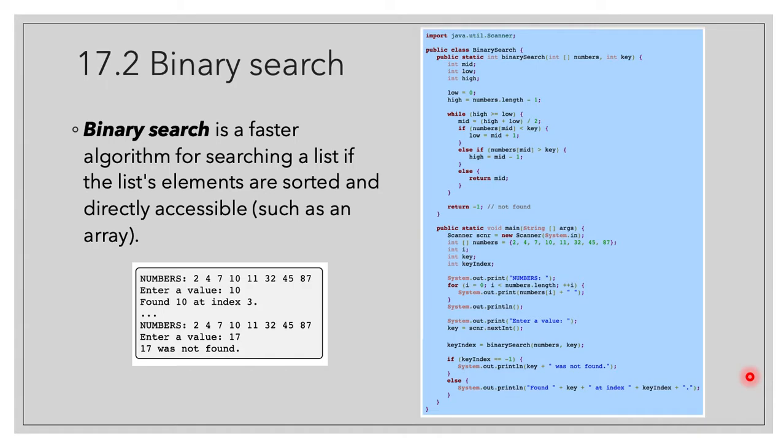Next we have binary search. In the previous example, linear search, it required searching all the elements of the list. For example, on your smartphone, you would search one by one from first to last, and this could be time consuming. So in order to do a faster search, we could use a binary search, which is a faster algorithm for searching in a list.